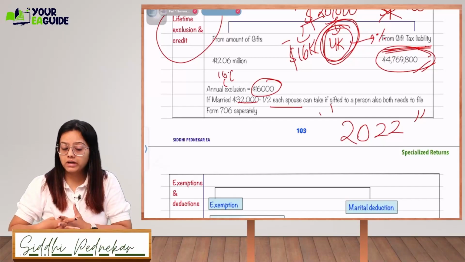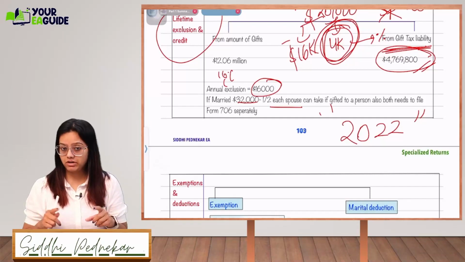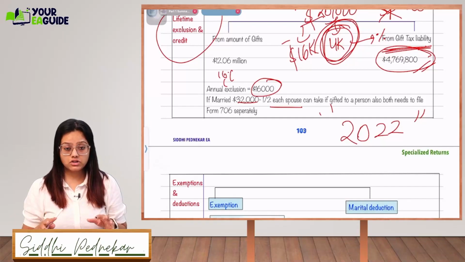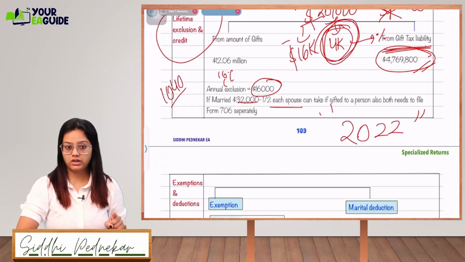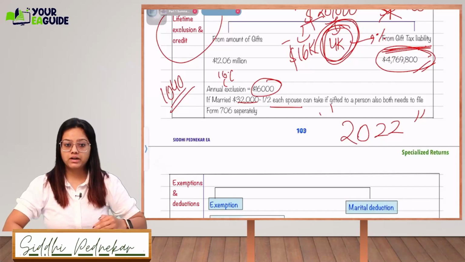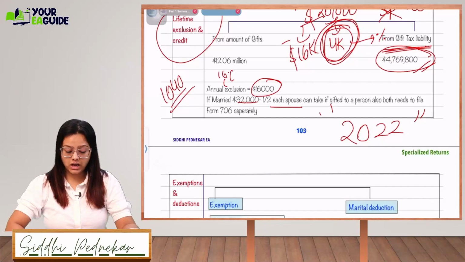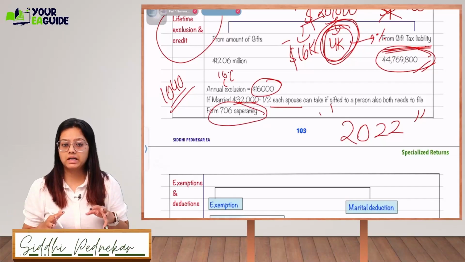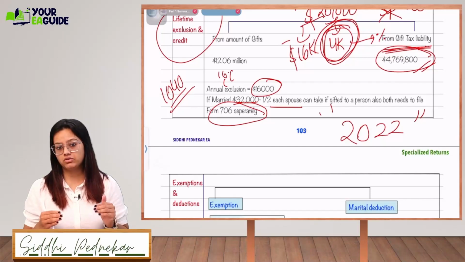Okay, and both will have to file a separate 706. 706 does not have a clause to file an MFJ return. MFJ is there only for the 1040 return. If they both are going to give a gift, they have to file a 706 separately. There is no provision for filing a joint 706 return.